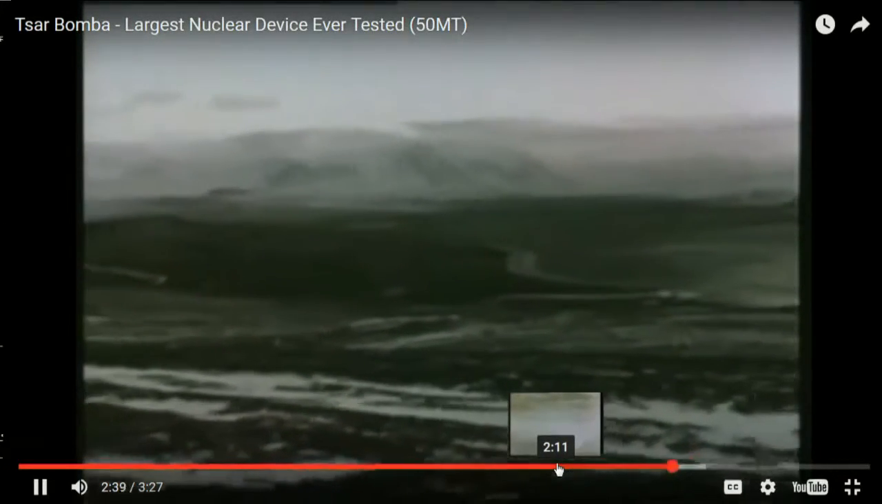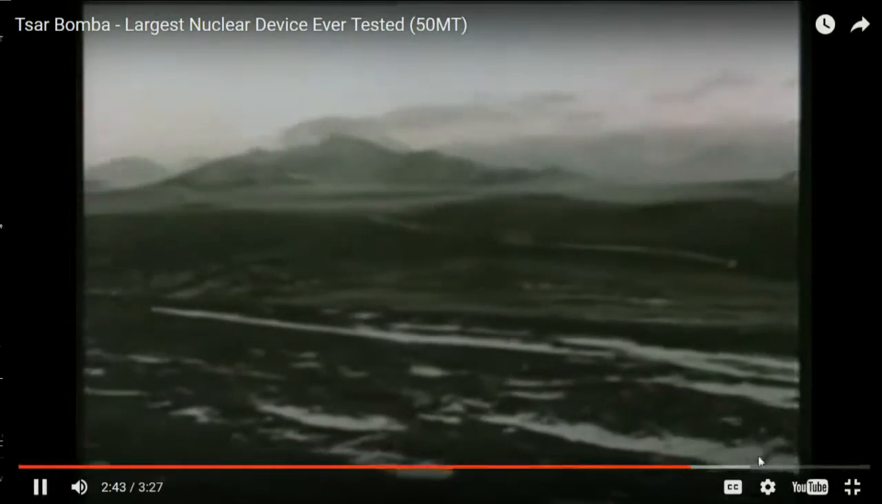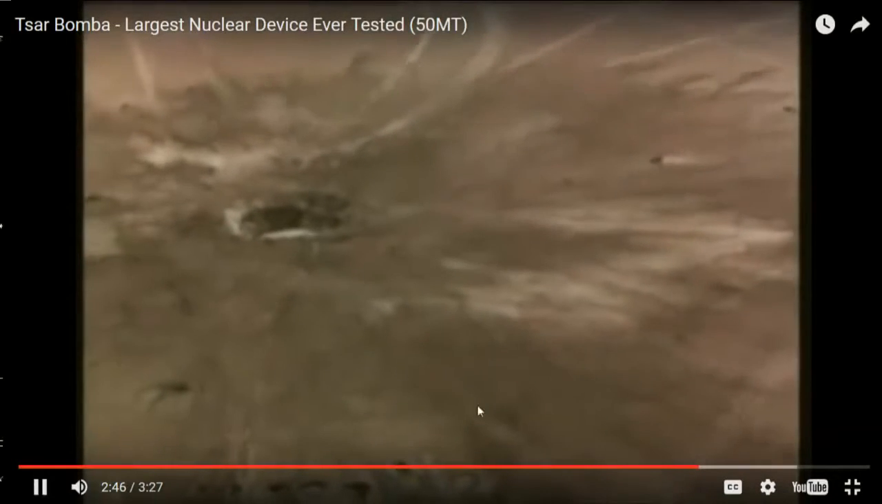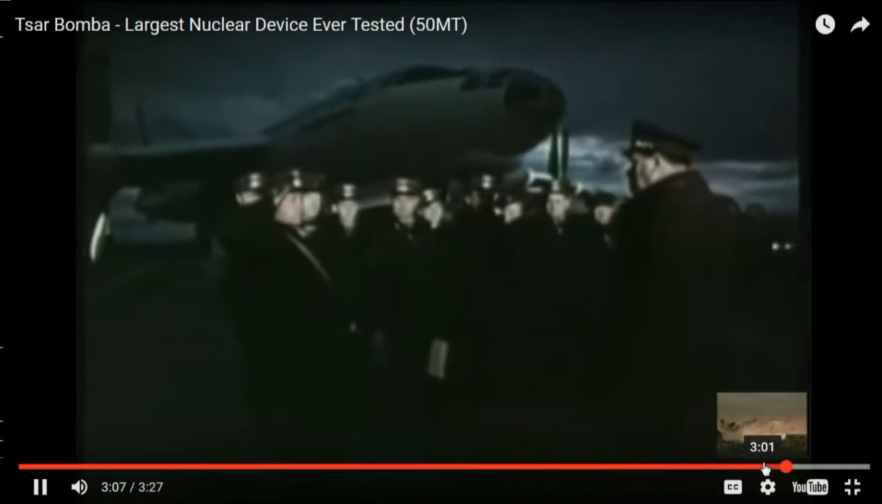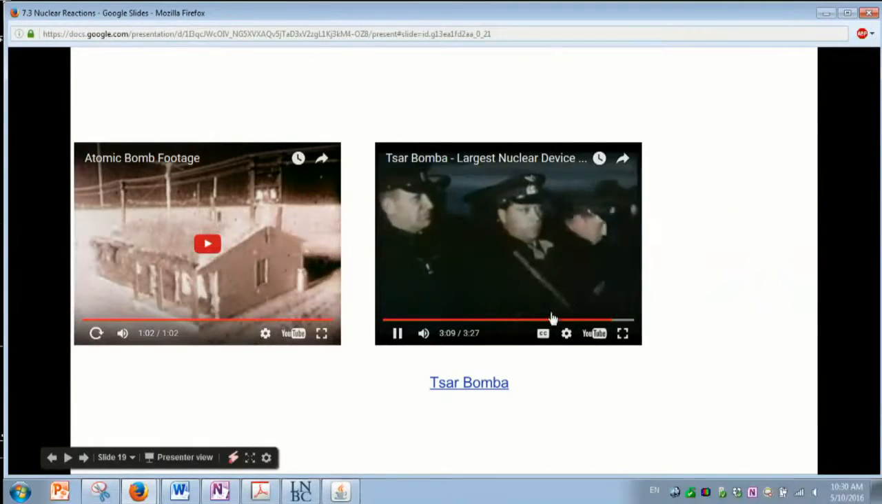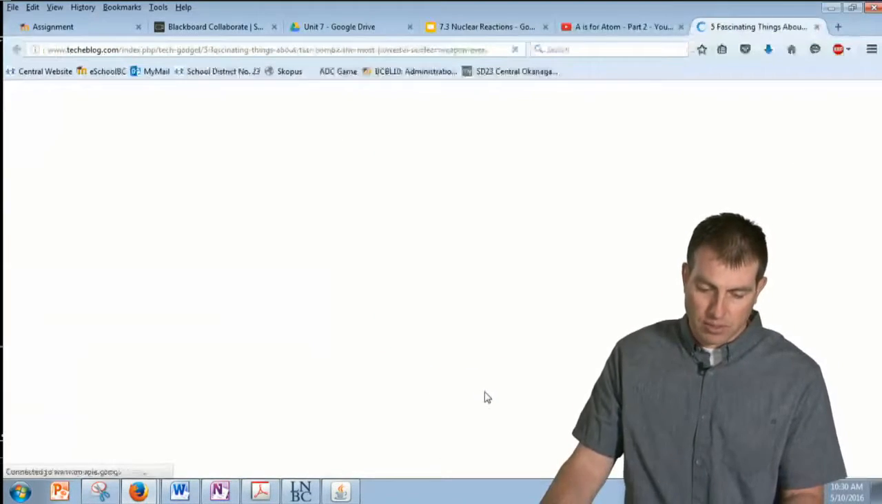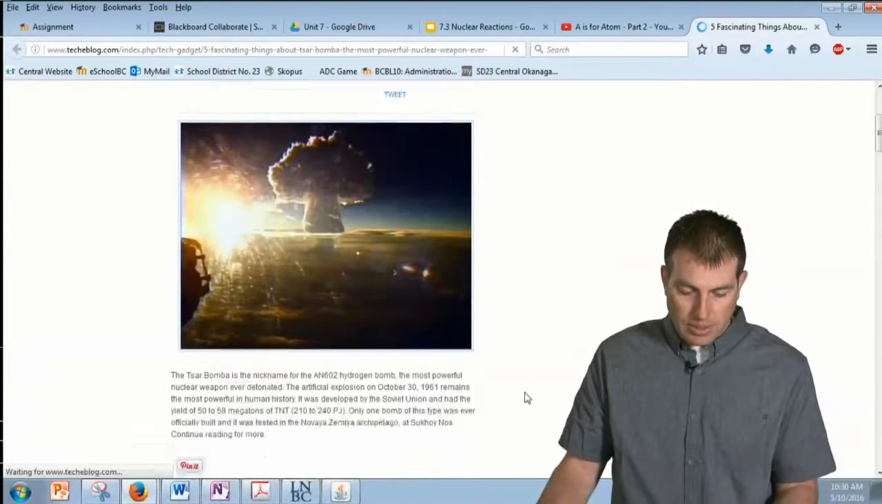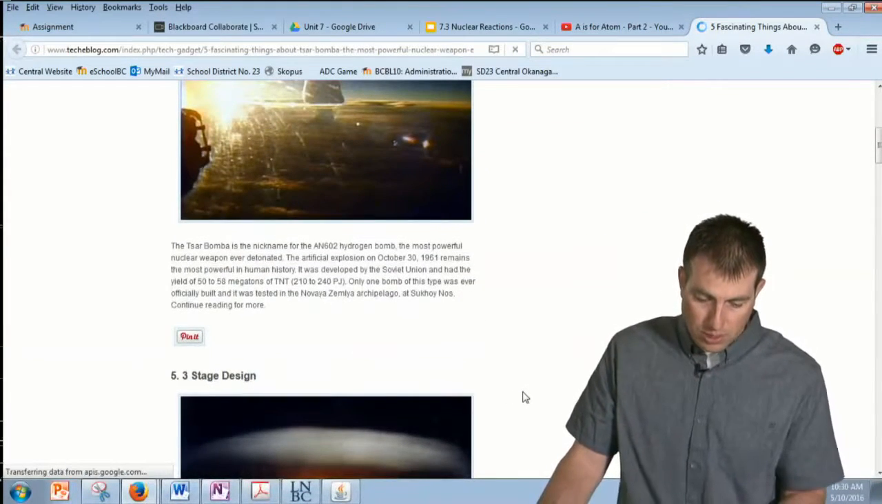The pilot that dropped the bomb barely survived. You can see the mushroom cloud, and it doesn't really look that big or that scary, but that's the crater that was created. There is the explosion from a long ways away. It's really nothing to look at, but if we look at some of the facts associated with it, things like this, it was called the Tsar Bomba.